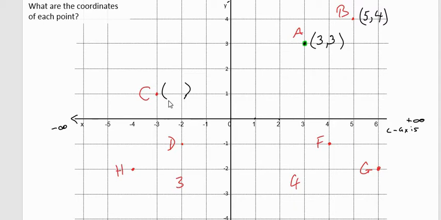Location for point C. C on the x-axis is -3, and the location for the y-axis is +1. Very good. All right, let's look at the other one. Point D.